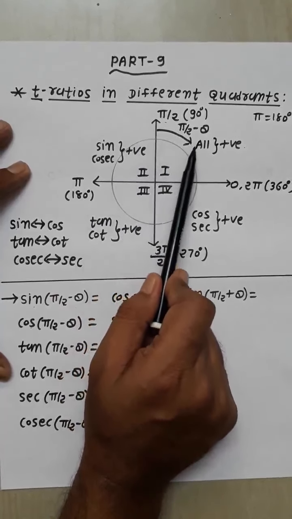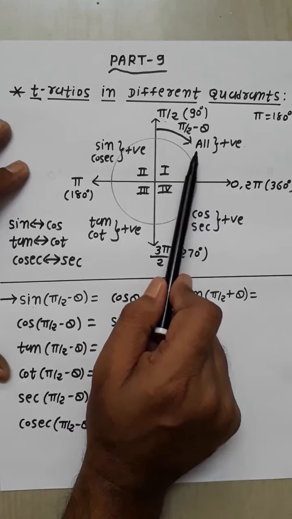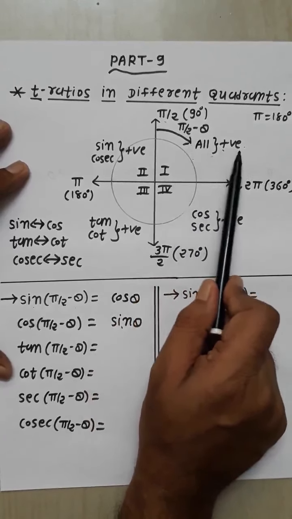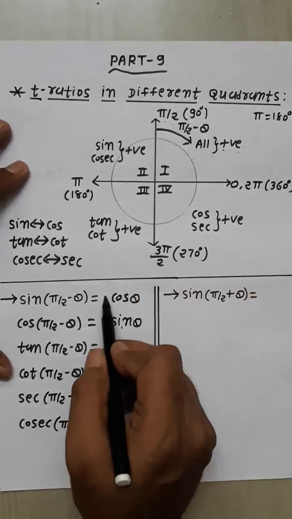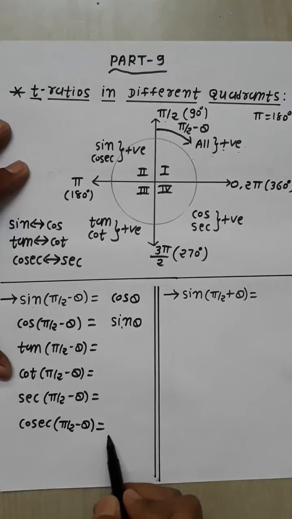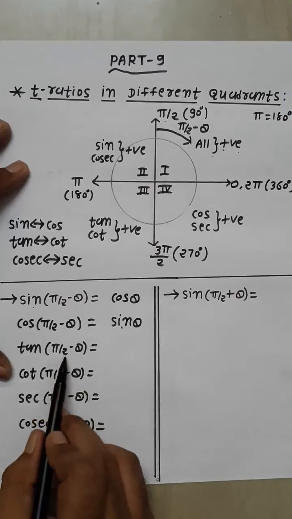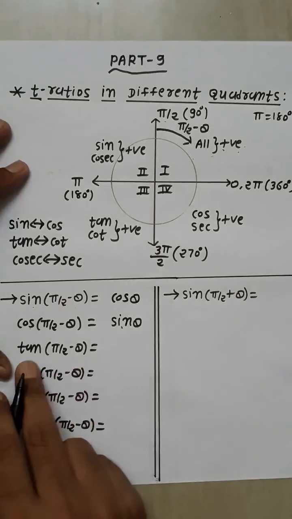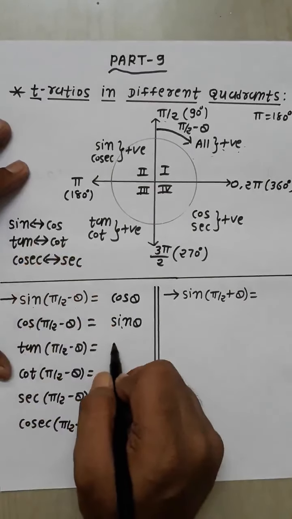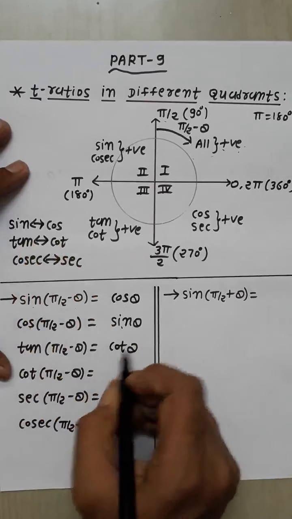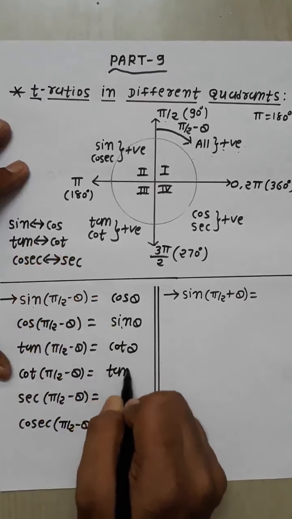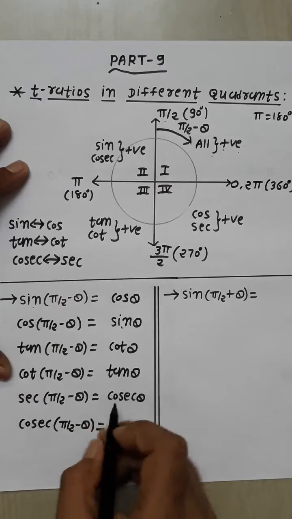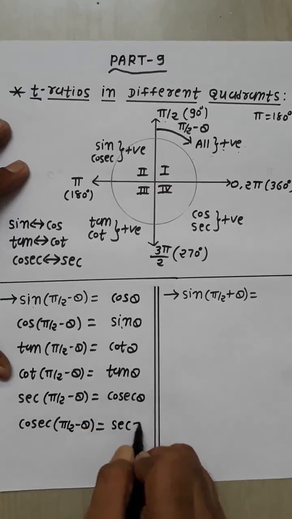π/2 minus θ means this value lies in the first quadrant, so that's why all these values are positive in the first quadrant. So in all these places we can apply a positive sign, and here π/2 is present, so that's why we change the position of the function. So in place of tan we write cot θ, in place of cot we write tan θ, in place of sec cosec θ, and in place of cosec we write sec θ.